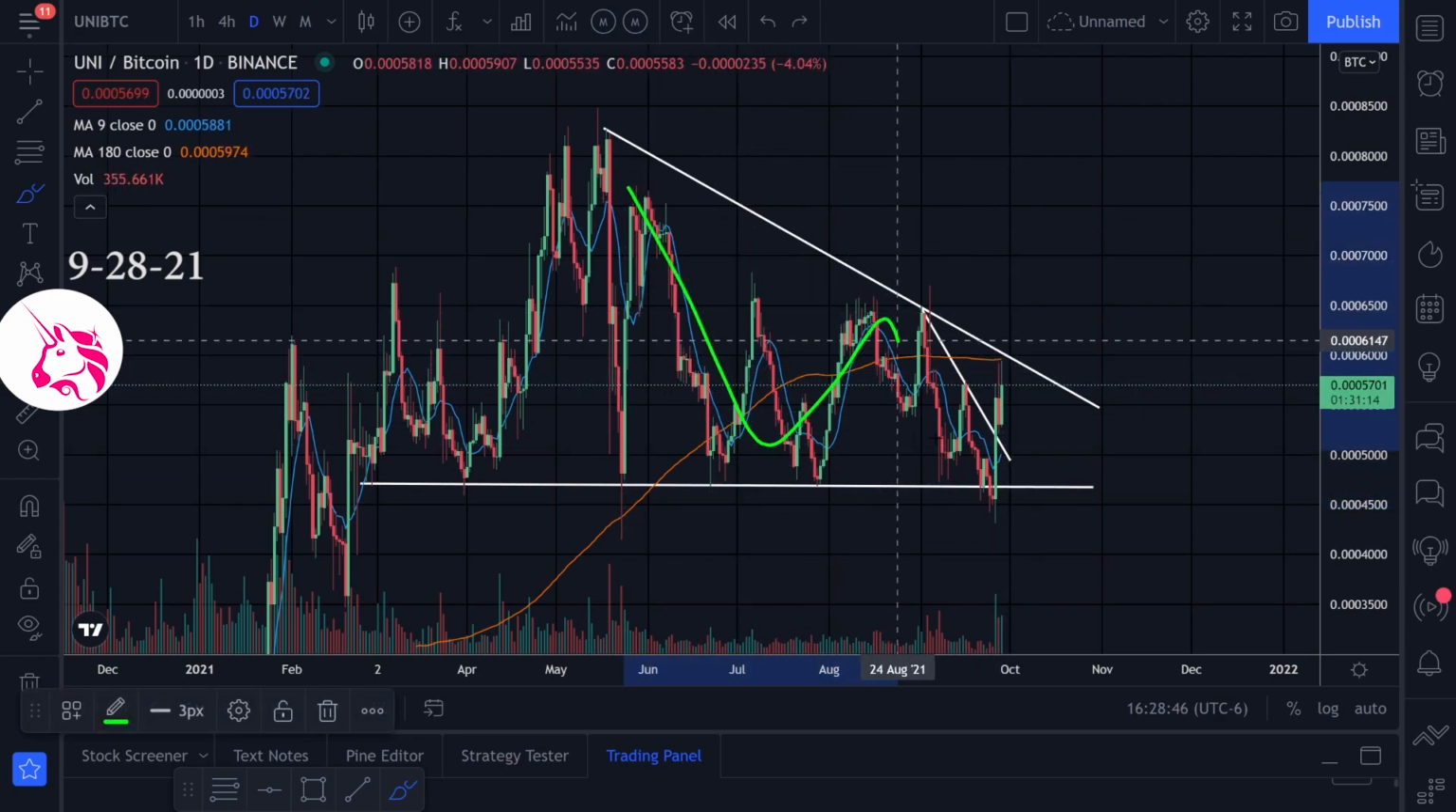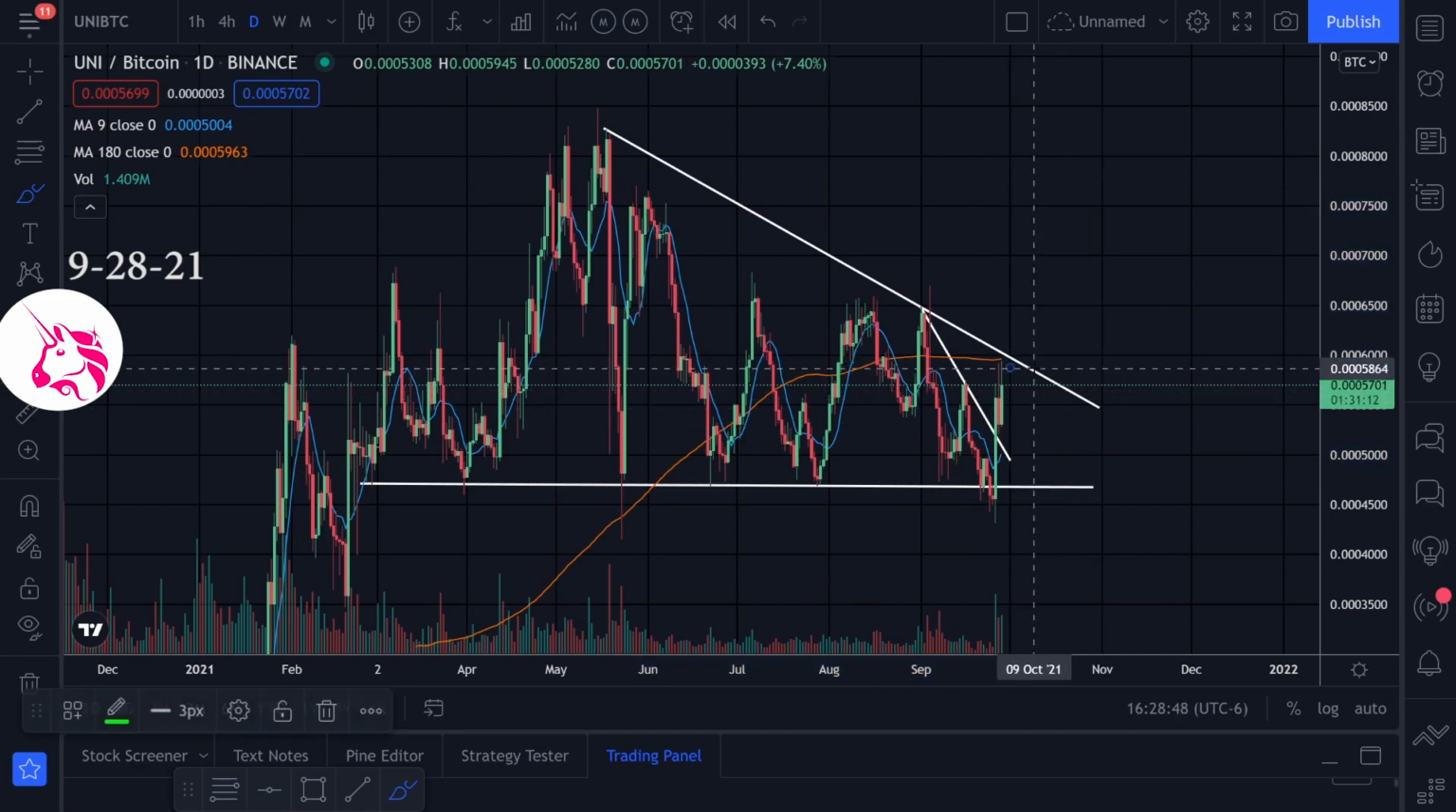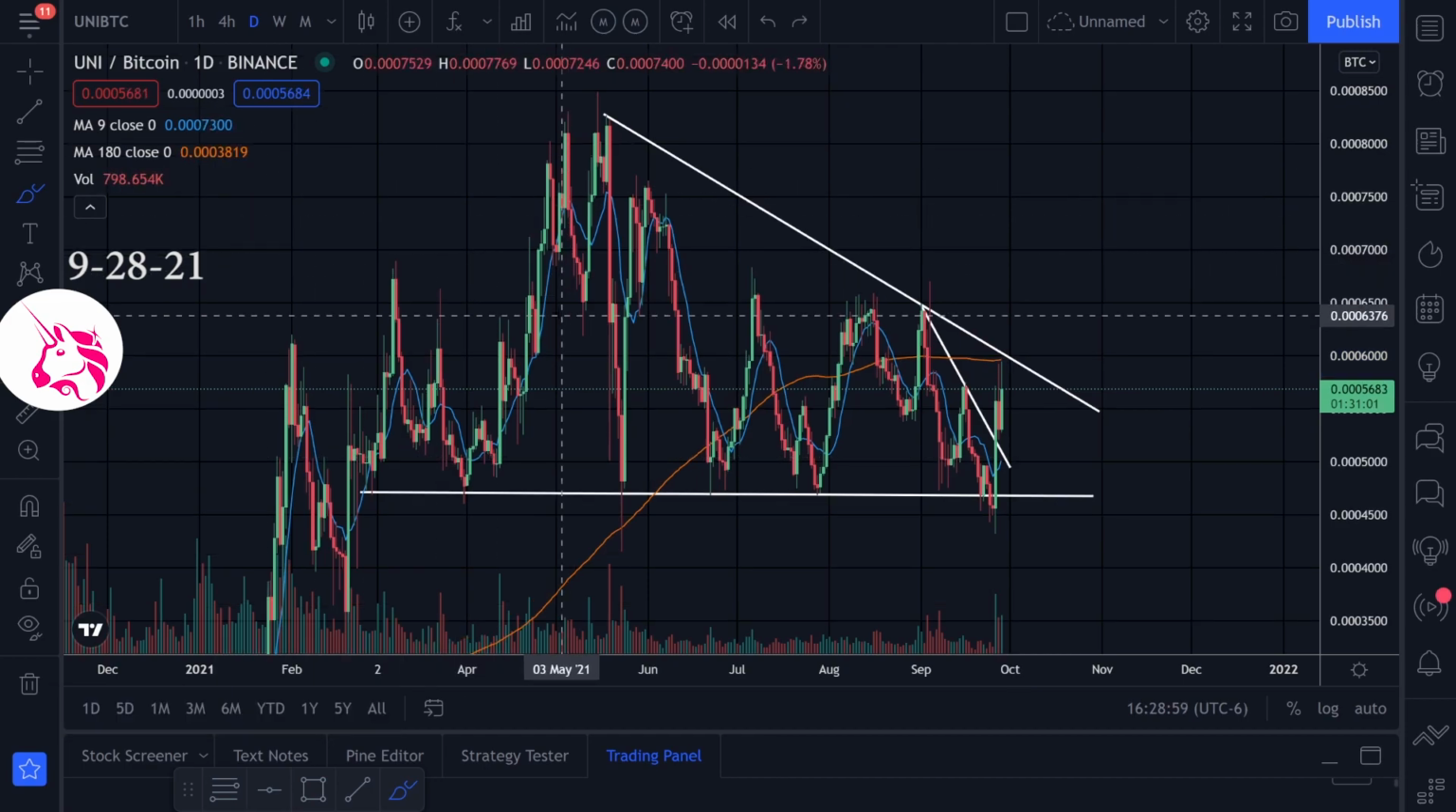So in general, it looks like we're just kind of bouncing in between these, and I'm just kind of waiting to see if we could break to the upside. I would say keep your eyes on this Uniswap to Bitcoin chart.